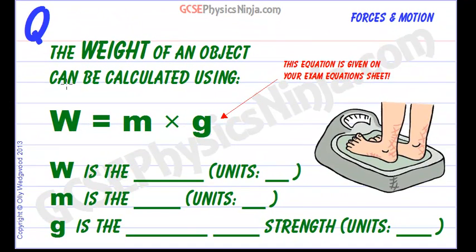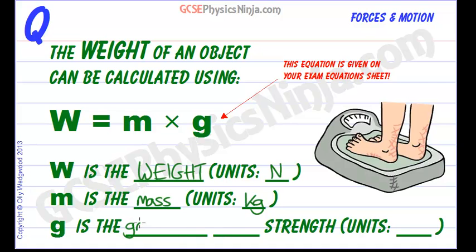The weight of an object can therefore be calculated using this equation, which is given in your exam equations sheet. So the weight is W, and that has units of, well, it's a force, so it has to have units of newtons. M is the mass of the object, and that always has units of kilograms. And g is the gravitational field strength of the planet we're on.